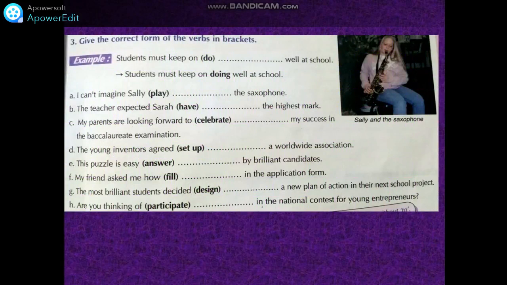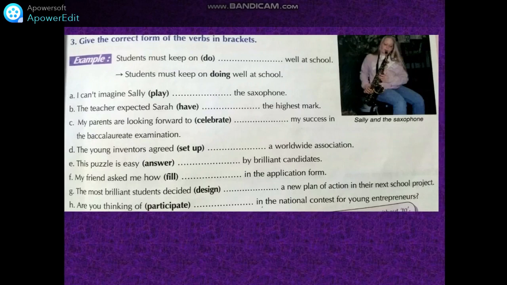Now, let's move on to more practice and to the next exercise, which is in page 15. Give the correct form of the verbs in brackets. Please stop the video and do the exercise. Yes, the example you have here, students must keep on, and you have do, so the correct answer, doing. Stop the video, please. Do the exercise.